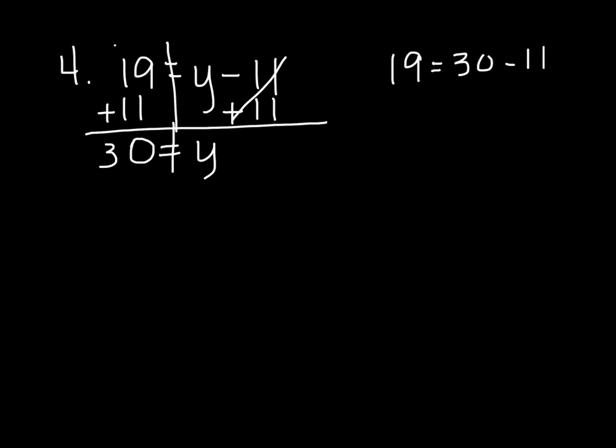So, okay, if I come over here and say 30 minus 11, well, I have to borrow from the 3. 10 minus 1 is 9. 2 minus 1 is 1. So I've got 19 on this side and 19 on this side of the equal sign or the wall. So does this check out? Yes. 30 equals y is the answer.